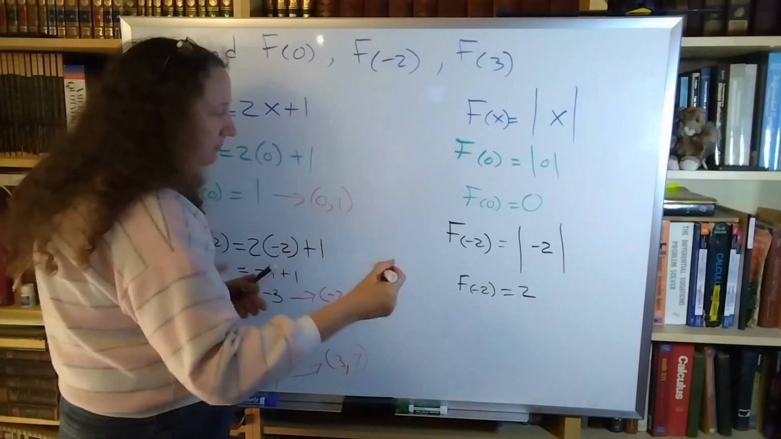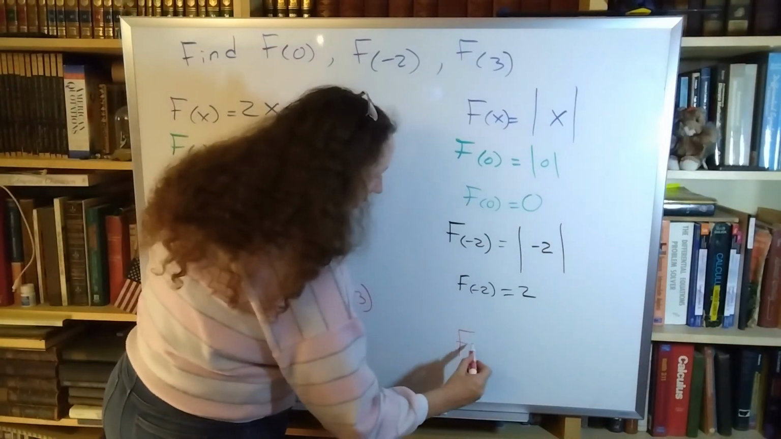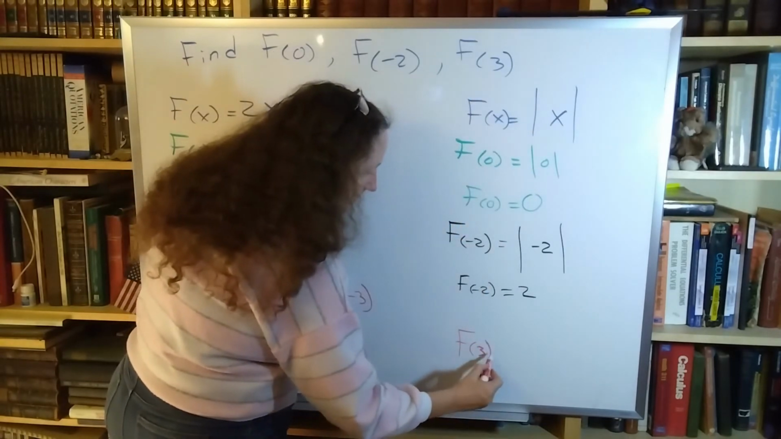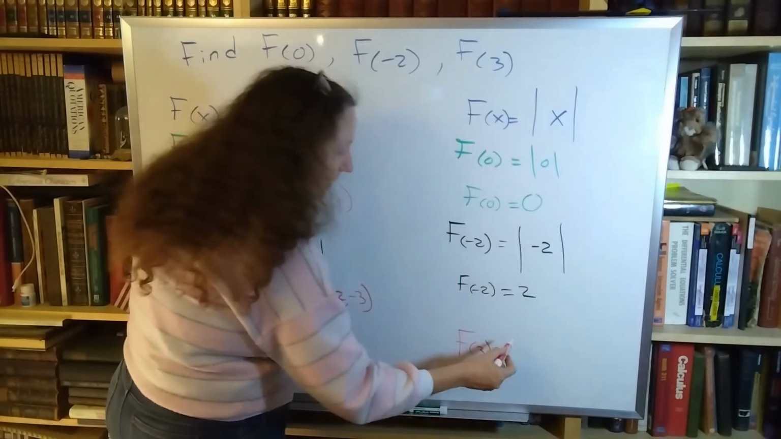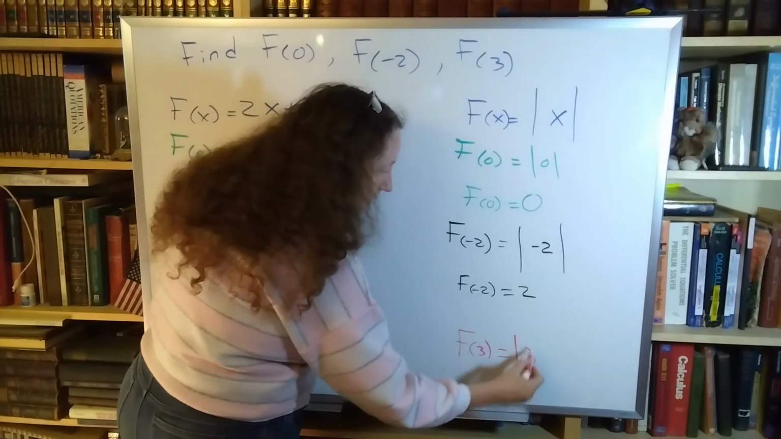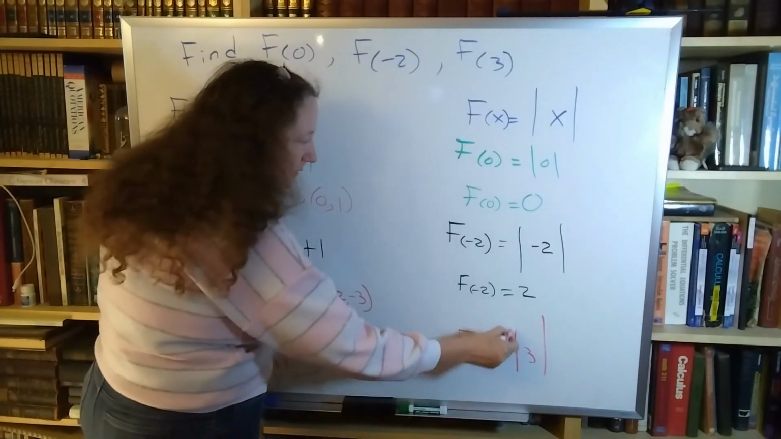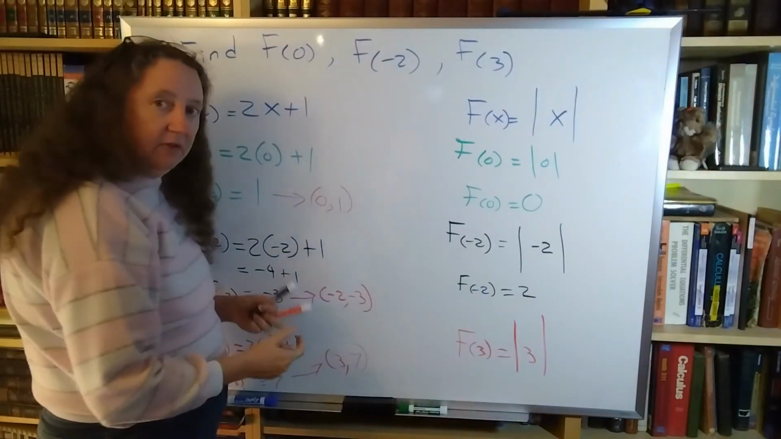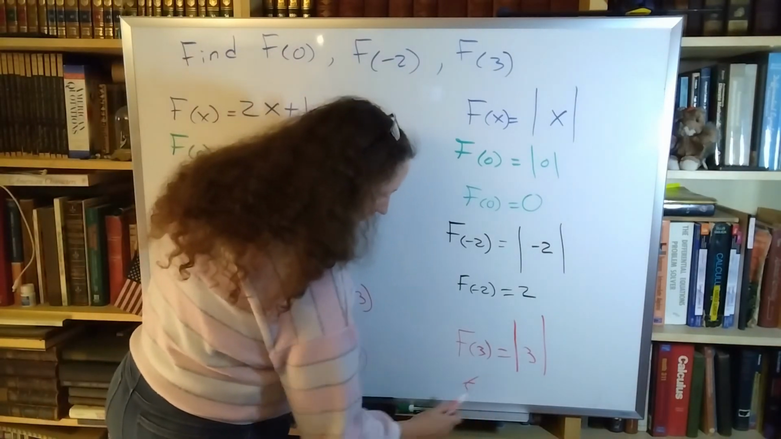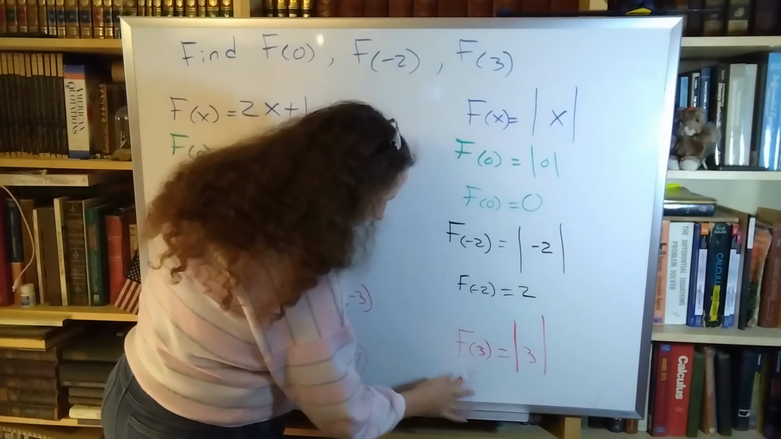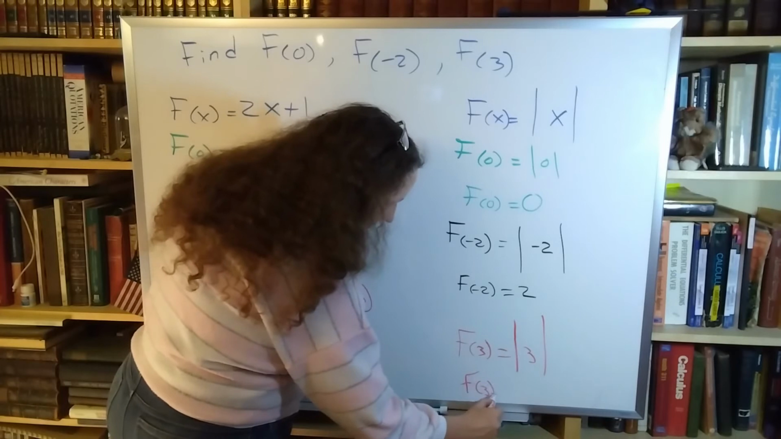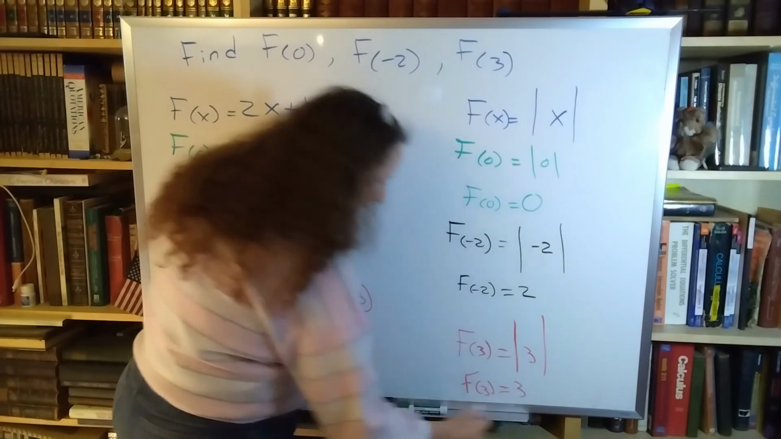Last one. F of 3 equals absolute value of x, which is now 3. What is the absolute value of 3? It's just plain 3.